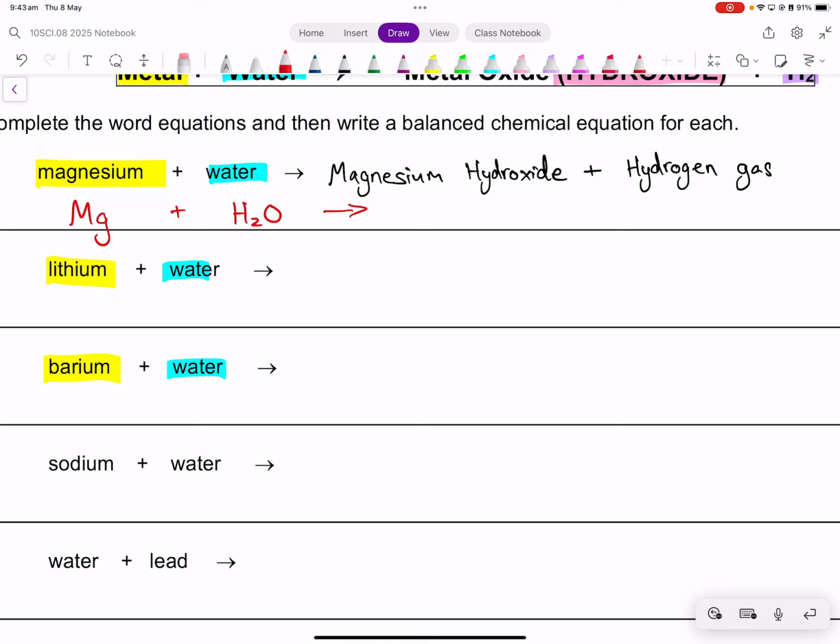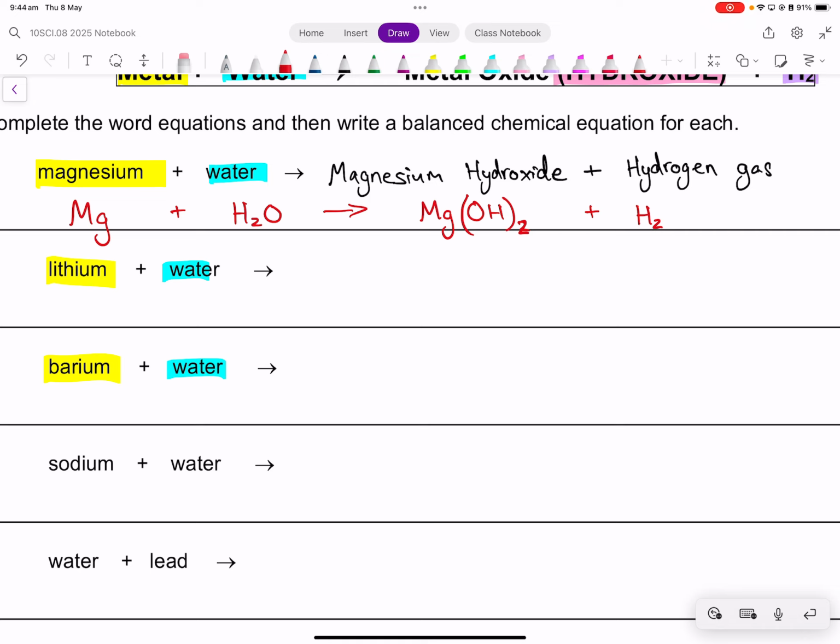And then I write magnesium hydroxide. Now here's the trick. Magnesium, in its ionic form, has a charge of 2 plus. Hydroxide has a charge of -1. So I actually need 2 lots, hence the 2 here, of hydroxide. Now the brackets mean everything inside the bracket, and OH is hydroxide. So 2 lots of hydroxide. The final thing is hydrogen gas, and hydrogen gas is just H2.